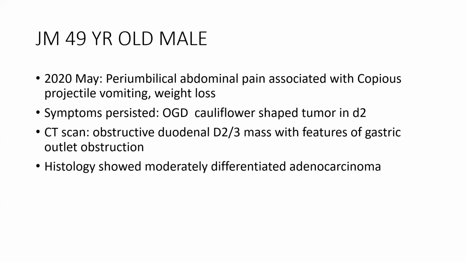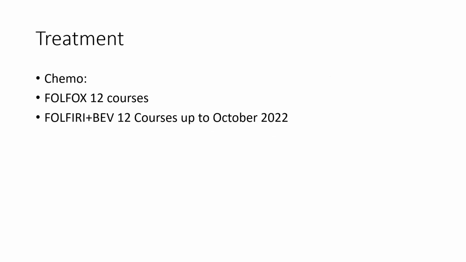So in May 2020, he had abdominal pain and copious projectile vomiting, and these symptoms persisted. He has an OGD that shows a cauliflower-shaped tumor in the second part of the duodenum that was bleeding. Then we optimize him and do a CT, which shows an obstructing duodenal mass with features of gastric outlet obstruction. Histology shows adenocarcinoma, so he goes in and has bypass surgery. Then he started chemotherapy, first line.